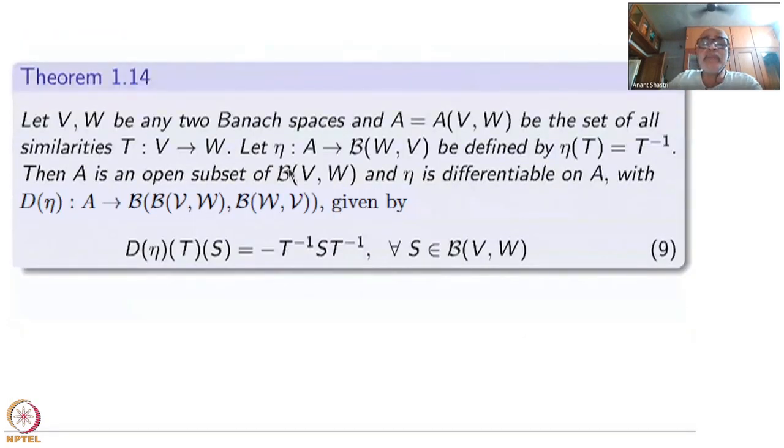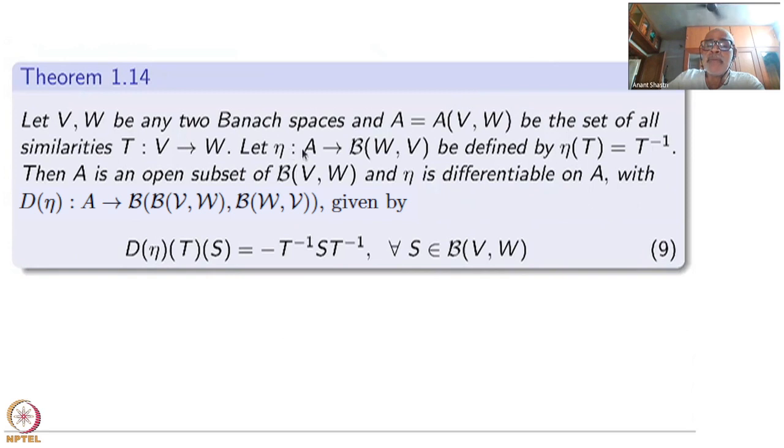Now here is a theorem that I need to use. So go through this carefully. Start with two Banach spaces. Put A equal to A(V, W). A is a short form when V and W are understood. What is this A(V, W)? It is the set of all similarities from V to W. Not all transformations, but only similarities.